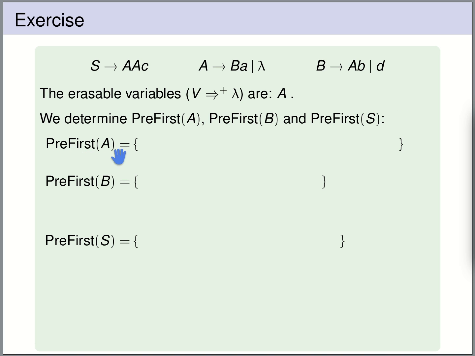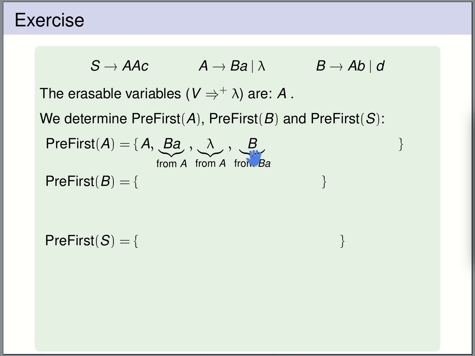We begin with pre-first of A. Clearly A is in pre-first of A. From A, we get BA and we get lambda, because we have a rule, A rewrites to BA and A rewrites to lambda. From BA, B is not erasable, so we don't get terminal A, but we get the first letter of this word, so we get B. From lambda, we don't get anything else.